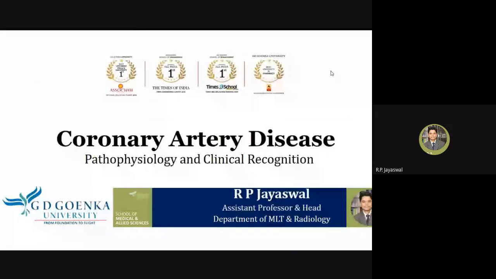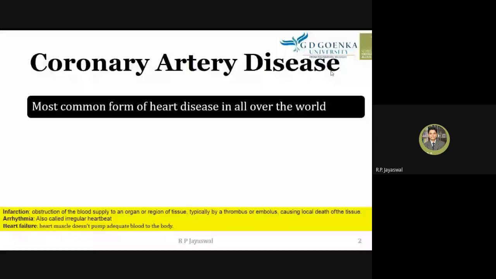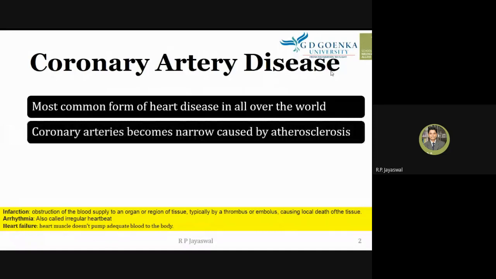Let's know that this is the most common form of heart disease all over the world. We need to understand that coronary artery disease is the most common heart disease, and in this disease, the coronary artery becomes narrow. The coronary artery is one of the blood vessels which supply blood to the heart muscles, and it becomes narrow caused by atherosclerosis.